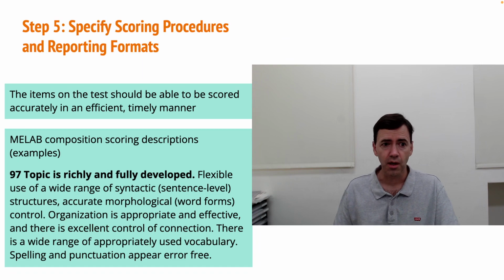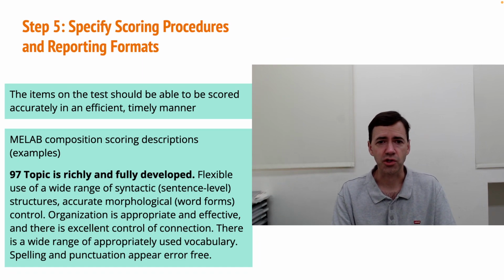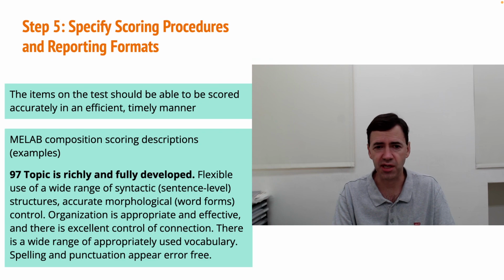Okay. So step 5 then is to specify your scoring procedures and reporting formats. So see, it's very similar to classroom tests. The items on the test should be able to be scored accurately in an efficient, timely manner. So they need to be designed and explained in a way that anyone who's assessing the test should be able to give a reliable score. This is for those open-ended items, because obviously with multiple choice items, there's only one correct answer. But how about writing? And how about speaking?